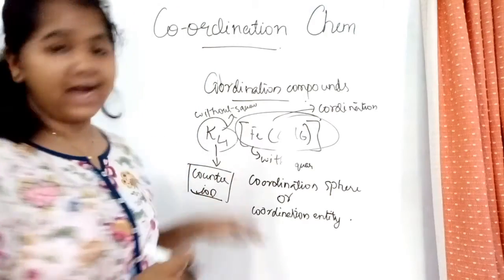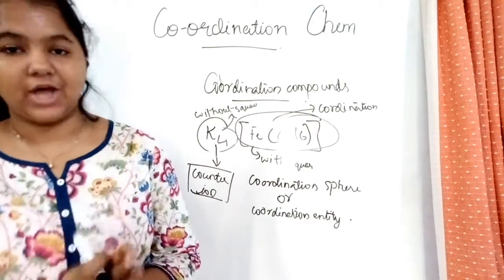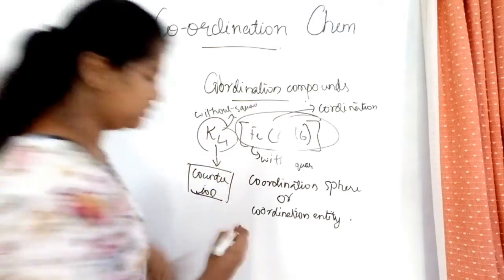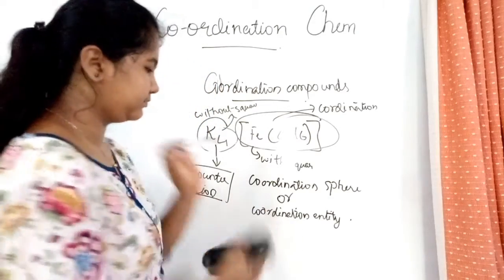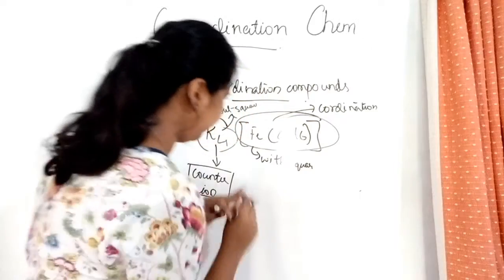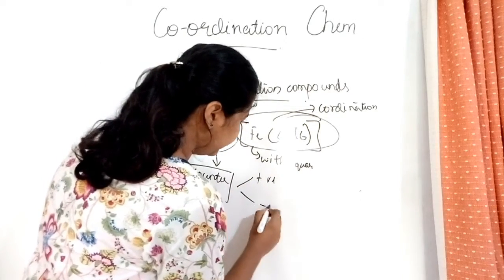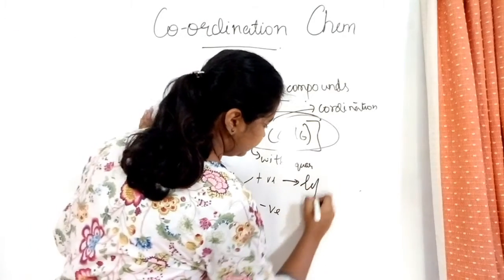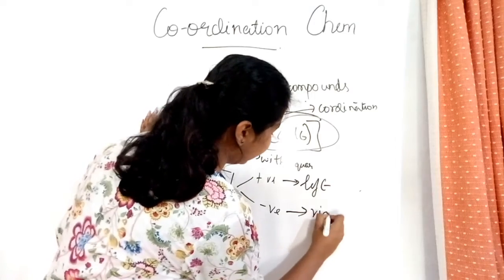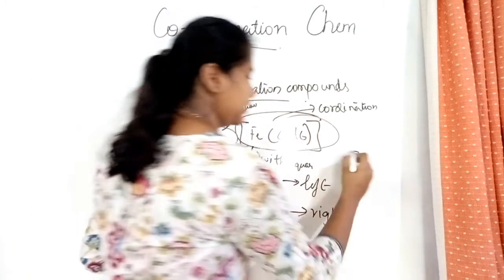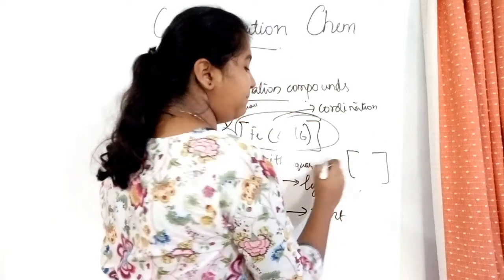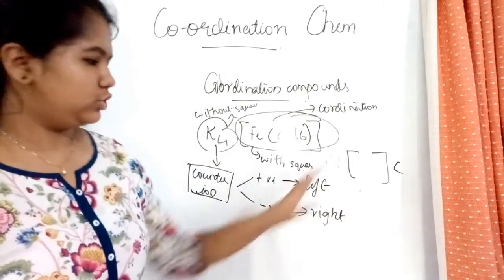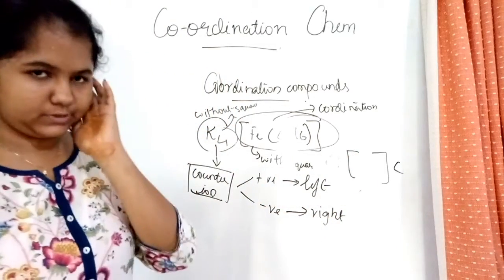This counter ion is either a positively or negatively charged radical. So counter ion can be positive or negative. If it is positive, it's written on the left hand side, and if it is negative, it's written on the right hand side. For example, if this is our coordination entity, our counter ion, if positive, will come here, or if negative, will go to the other side. So that is about counter ions.